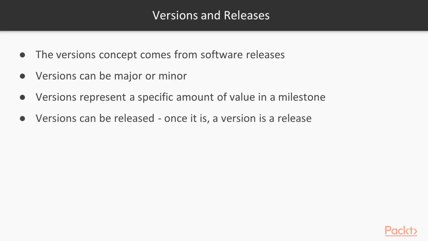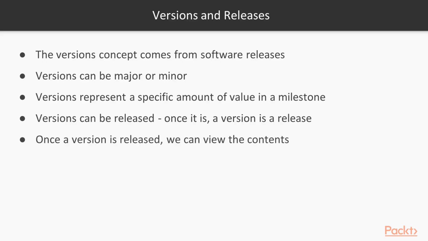Versions can be released, so once you've determined what's in a version and you complete that version, then you can release it. Then basically the version becomes a release. So they're the same thing, it's just one is pre-deployment and one's post-deployment. And once a version's been released, we can view the contents of that as release notes. So we'll take a look at that too.